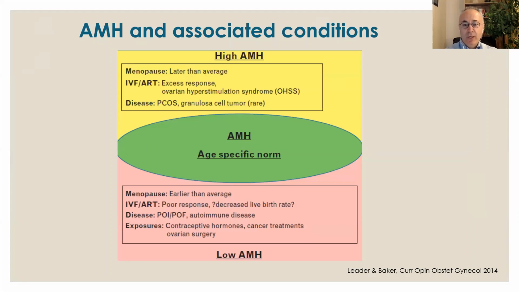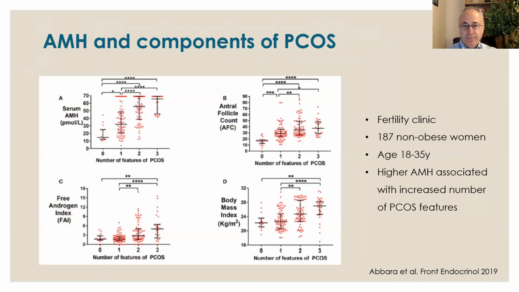And as of today, we know that people are trying to use AMH at the clinic for different disorders, looking at whether AMH is high or low, and PCOS is one of the disorders where AMH could be helpful for us. And this is recent data, including 187 non-obese women from a fertility clinic, suggesting that the AMH levels are associated with features of PCOS. So the higher the AMH levels, the more features of PCOS.